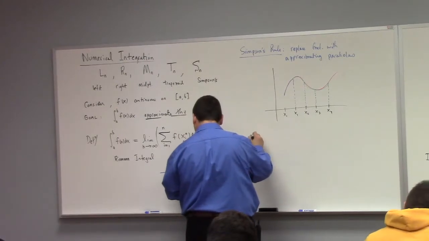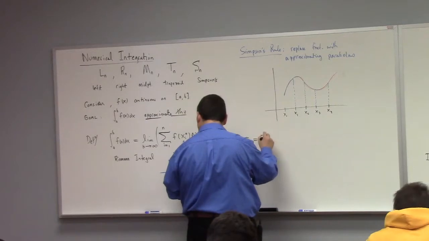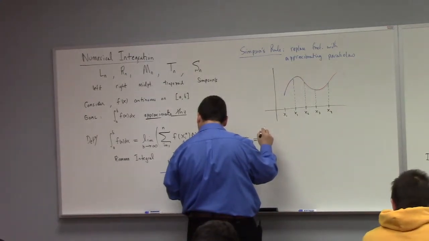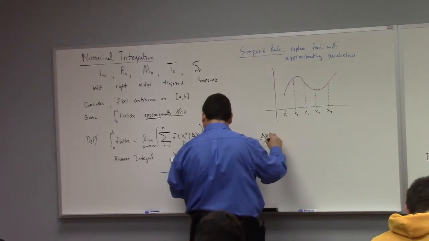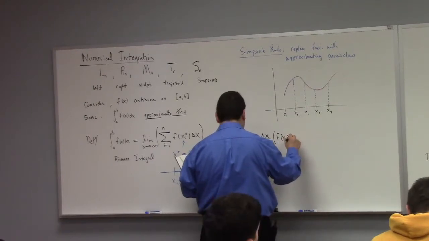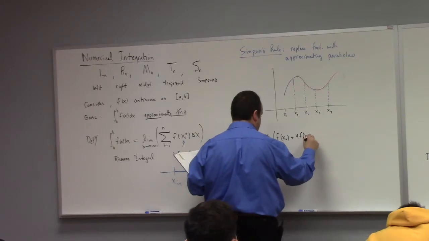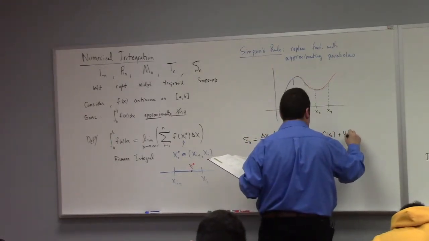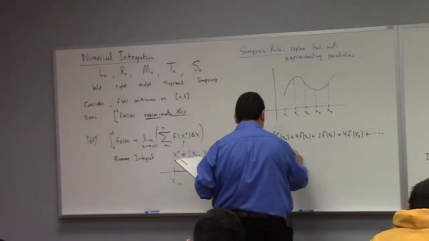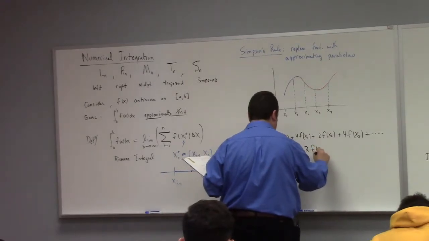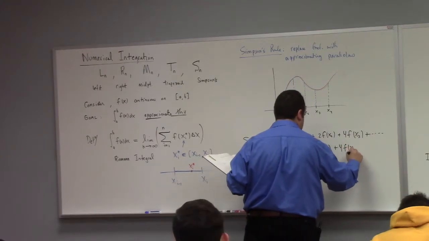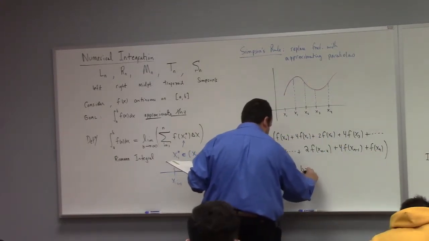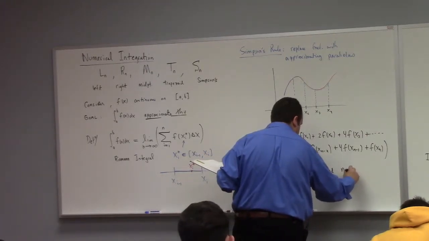It says S_n is equal to delta x over 3 times f of x naught plus 4 times f of x1 plus 2 times f of x2 plus 4 times f of x3, and so forth, and then plus 2 times f of x_(n-2) plus 4 times f of x_(n-1) plus f of x_n. Here, of course, delta x is (b minus a) over n, and n is even.